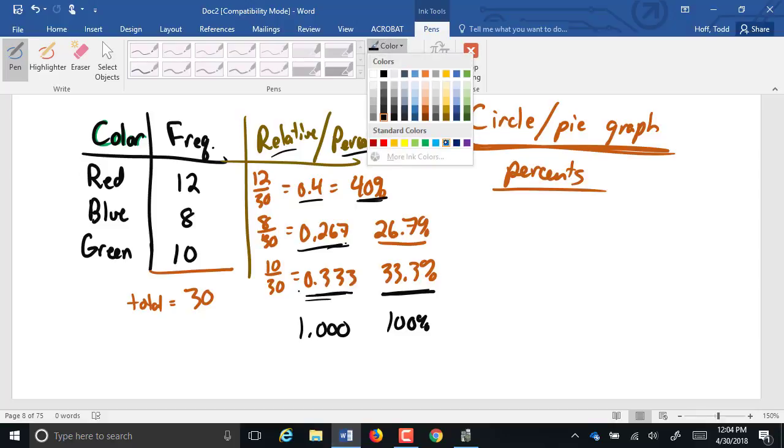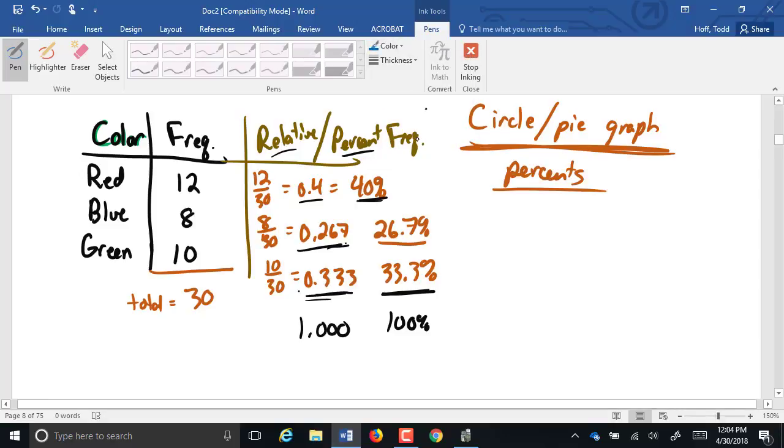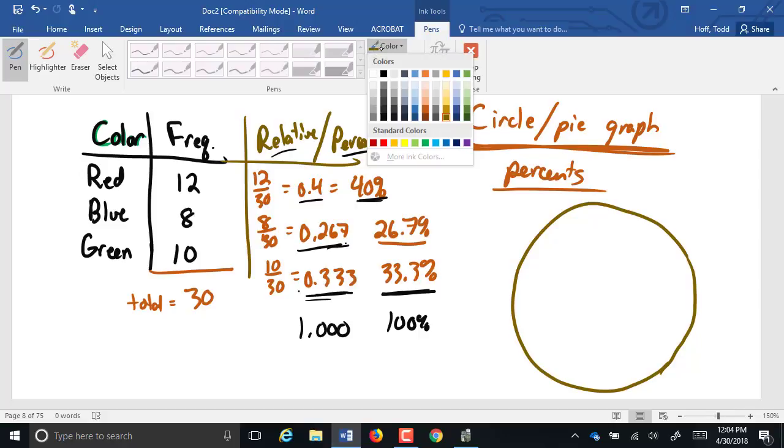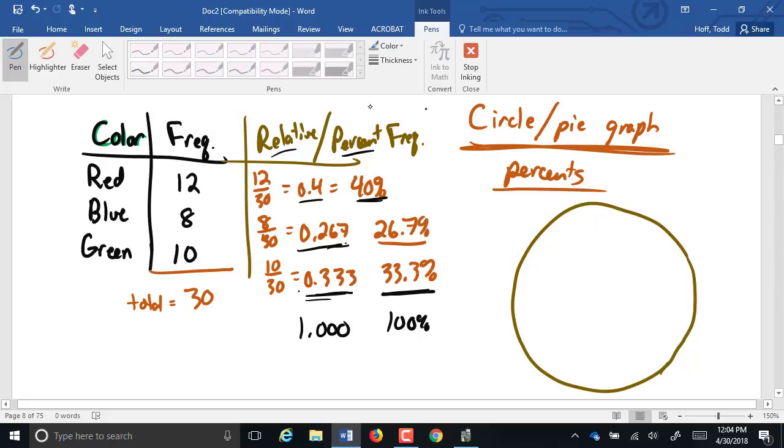Now, 20 years ago, or maybe even a little bit more than that, we would have taken these percents and we would have taken 360 degrees, which is a full circle, and we would have found what percent or how many degrees is that percent out of 360. And we would have then used a protractor to measure out that many degrees on our circle. Well, now if we wanted to get that perfect, there's all sorts of computer programs, Excel being one of them, that'll make that circle graph perfect for us, so we don't need to worry about it. So what we're going to do is just use some approximation here.